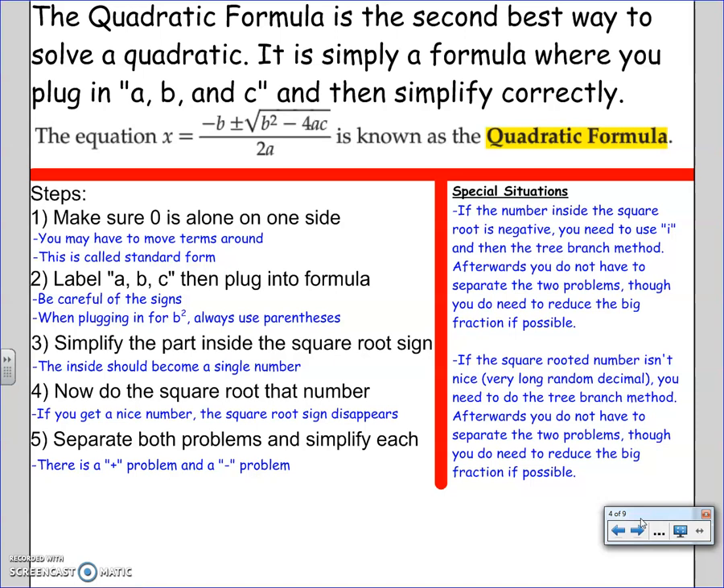Then you can square root that number. If you have a nice whole number, the square root sign disappears, and you use that. For example, square root of 9 turns to 3. Then separate both problems and simplify each. There should be a plus problem and a minus problem. That's why that plus and minus sign comes in.